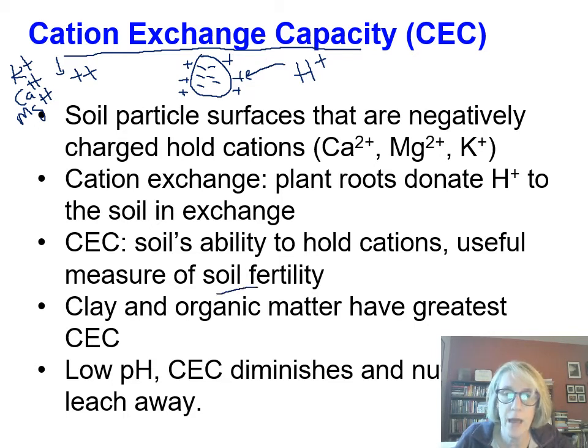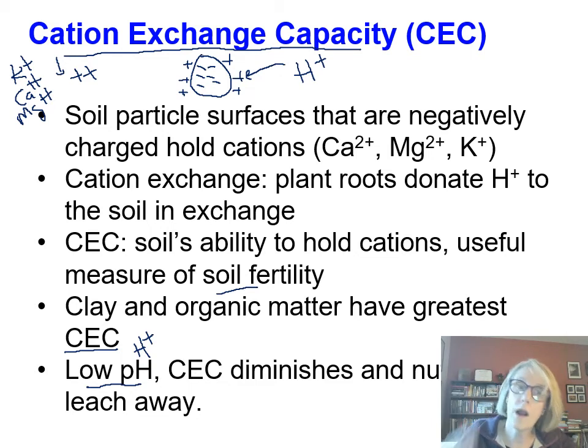Clay and organic matter are going to have the greatest cation exchange capacity. In addition to the type of material, if the soil has a low pH, so again, low pH means it already has lots of hydrogen ions, the cation exchange capacity is going to diminish because all of these spots are going to be full with those protons already, and the nutrients, instead of staying in the soil, are going to be washed away, or we say that they're leached away. So they dissolve in the water and they keep basically going through the soil.